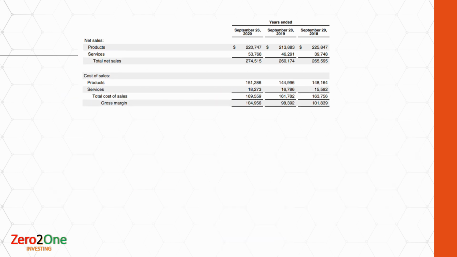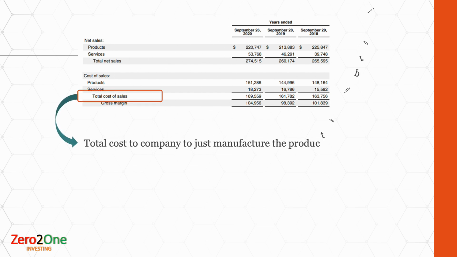So let's look into the second segment. So far we have looked into the revenue section, that is how Apple is generating revenue. Now let's look into what the cost is in order to generate the products and the services it is selling. So cost of sales includes the cost of the raw material. It is the total cost to the company to just manufacture the product and provide the service to the customers. And let's take an example of an iPhone.